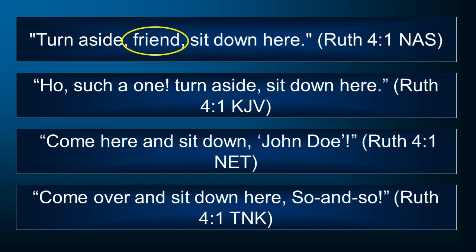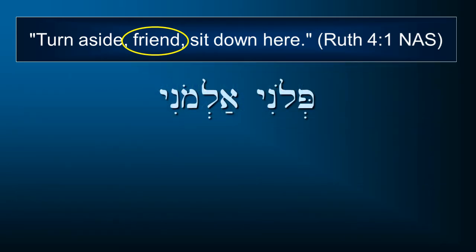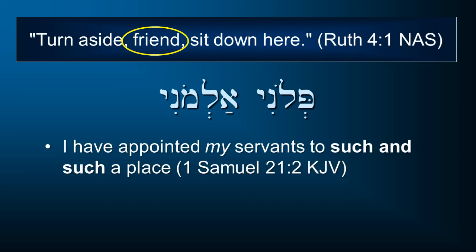Now, what is this about this word friend or such a one or John Doe or so-and-so? The Hebrew here is peloni almoni. And notice how there's a little rhythm to that. It rhymes a little bit. And let me just say, Hebrew poetry doesn't rhyme. Whenever you see a rhyme, it's by way of a pun. So, peloni almoni, it's sort of a figure of speech, and neither one of those words really mean anything by itself.